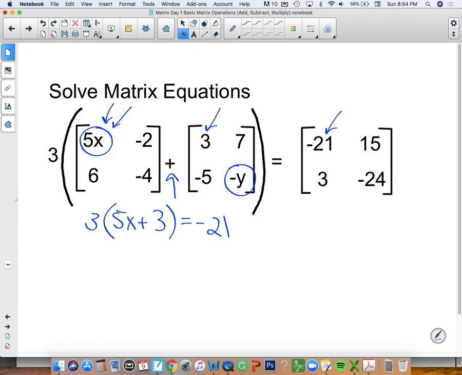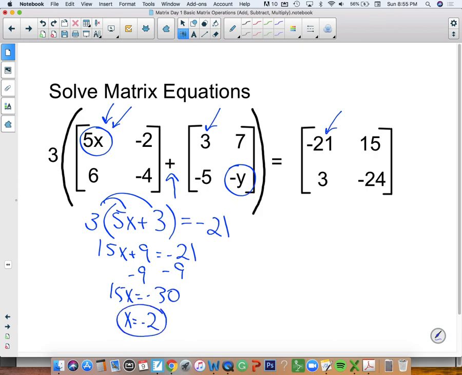Okay, so to solve for x, you distribute that 3 in there. Boom, boom. 15x plus 9 equals negative 21. Move the 9 over. Then we have 15x equals a negative 30. And guess what? X equals a negative 2 because we divide both sides by 15. Okay? Pretty simple. It just looks pretty crazy.